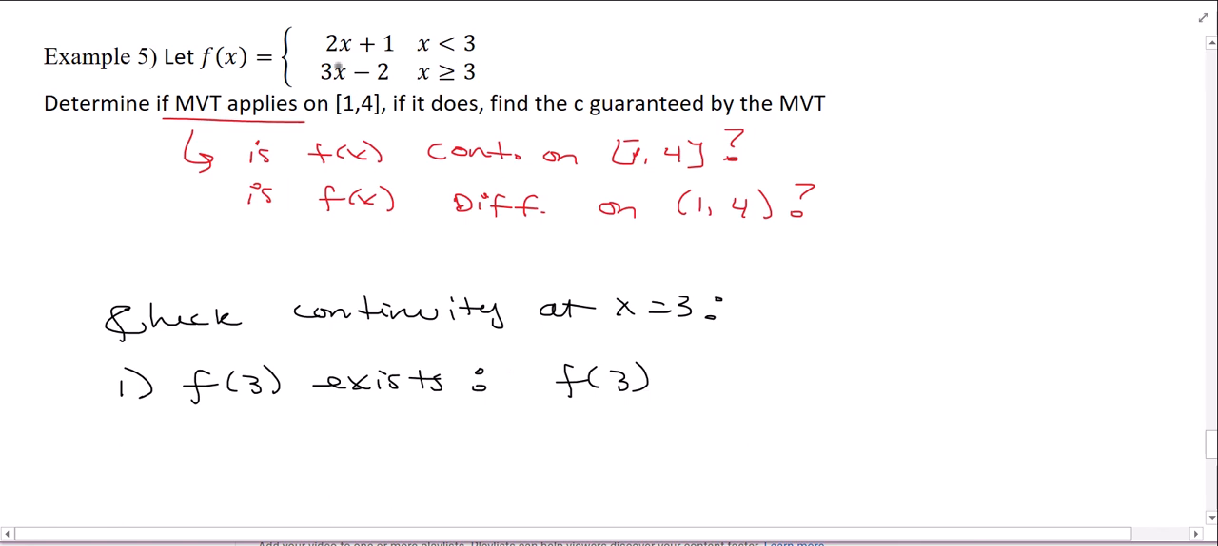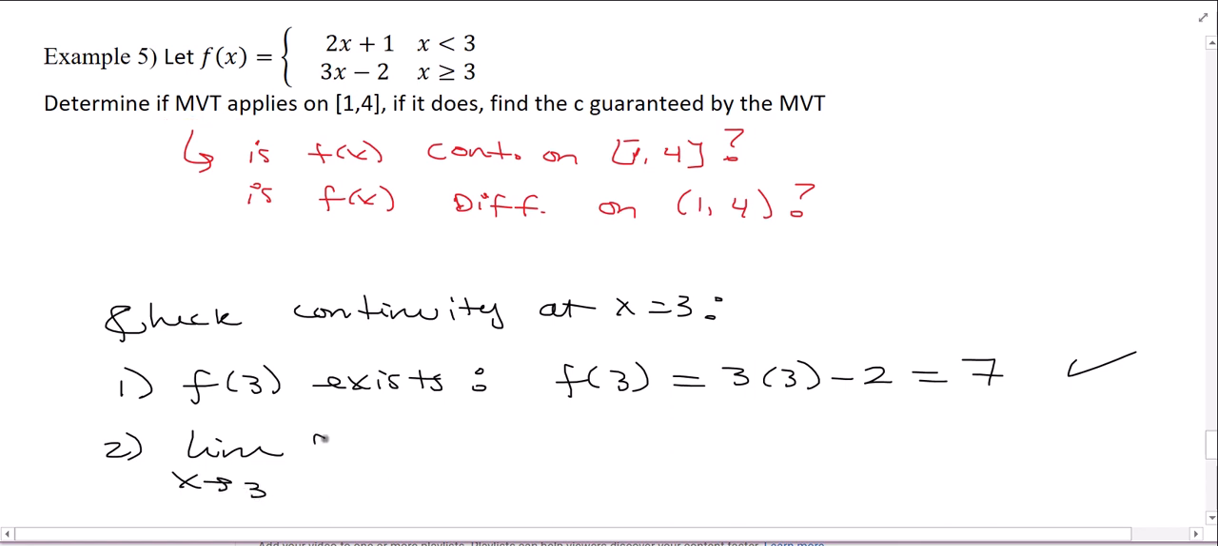We can't put in both, right? There has to be only one where we're allowed to plug 3 in, and that's the one with the equals. So 3x minus 2. So f of 3 will be 3 times 3 minus 2, which is 7. So it does exist. What about the second condition, that the limit as x goes to 3 has to exist.